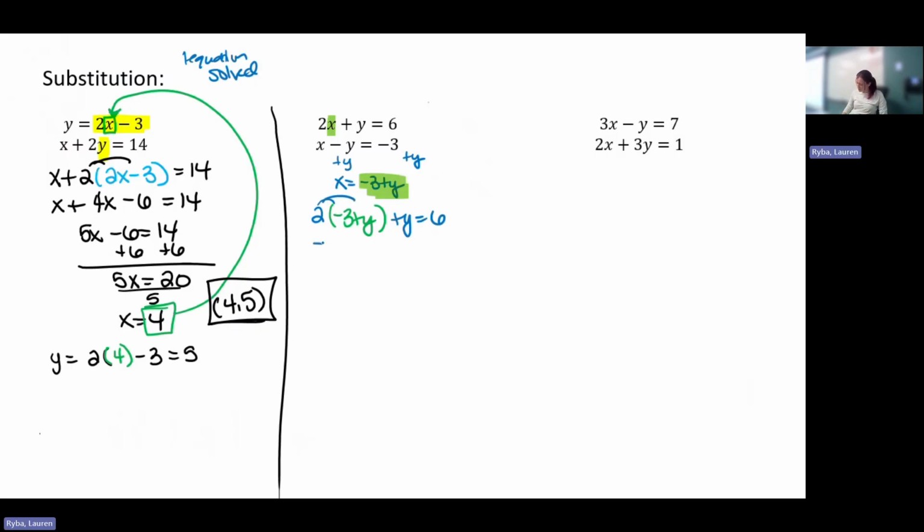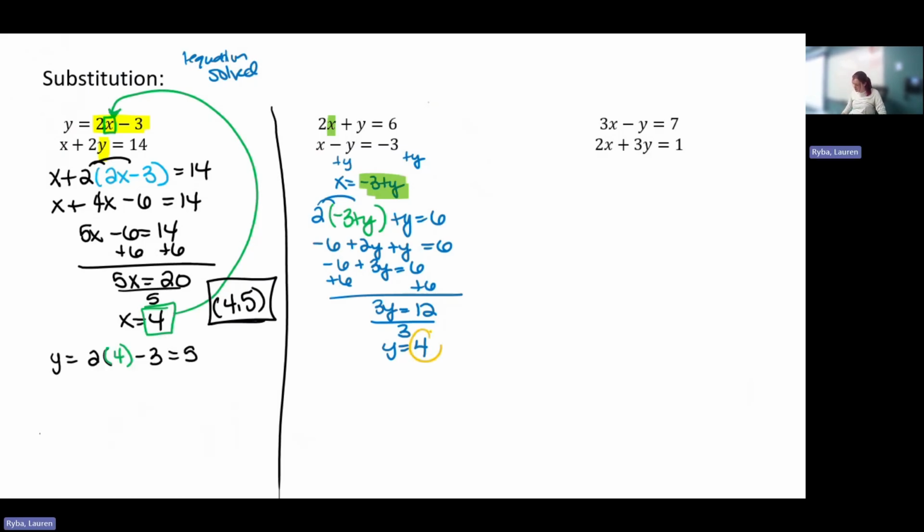Now we'll distribute. So -6 plus 2y plus y equals 6. Combining like terms, -6 plus 3y equals 6. If I add 6 to both sides, I have 3y equals 12. And then divide by 3 to get y equals 4. So we're halfway there.